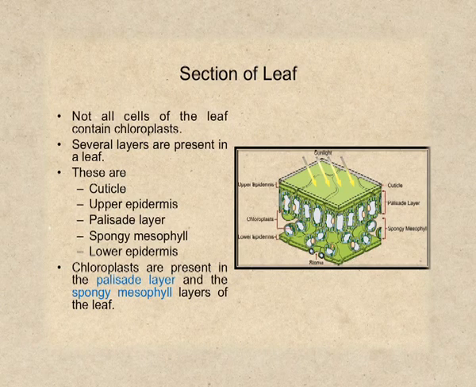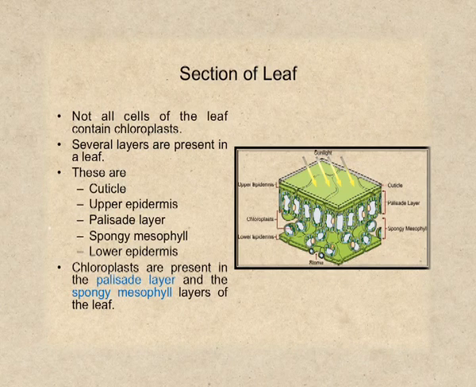A leaf contains the outermost layer of cuticle. It is a very thin and waxy layer, because of which leaves shine. Below the cuticle is the upper epidermis. It protects the leaf. The next layer is the palisade layer. After the palisade layer comes the layer of spongy mesophyll. Now why is this layer called the spongy mesophyll? Because it has a lot of air spaces in it. And the last layer is the lower epidermis.